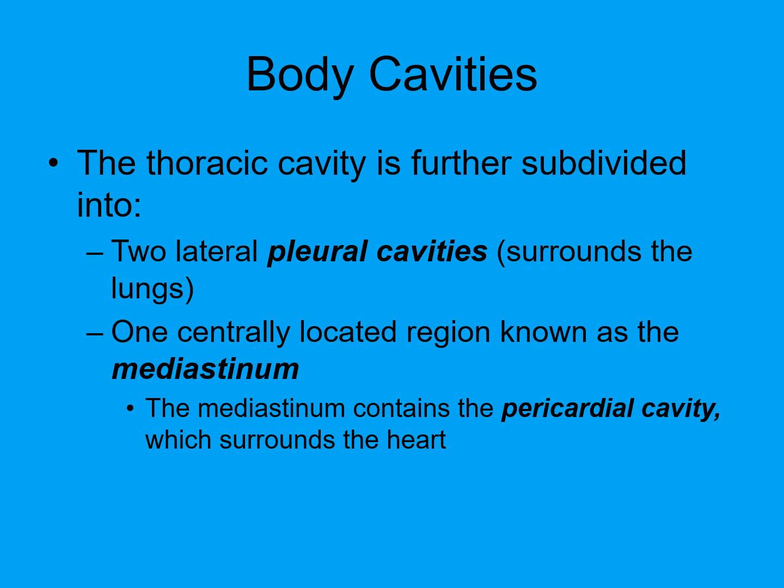Now, in the thoracic cavity, once again, we can divide this into smaller divisions. You're going to have two pleural cavities. These surround the lungs. And then in the middle region between the pleural cavities is the mediastinum. And this contains the pericardial cavity. That is what surrounds the heart.